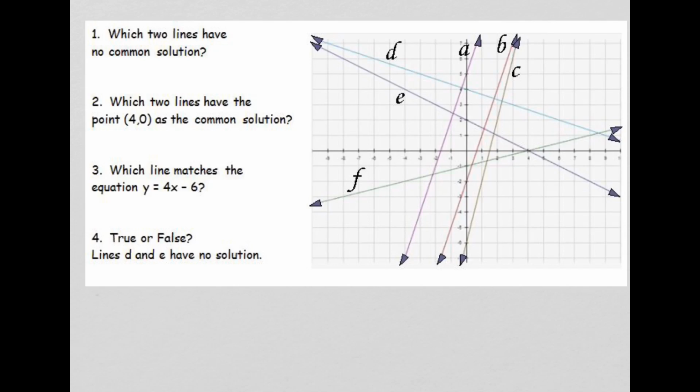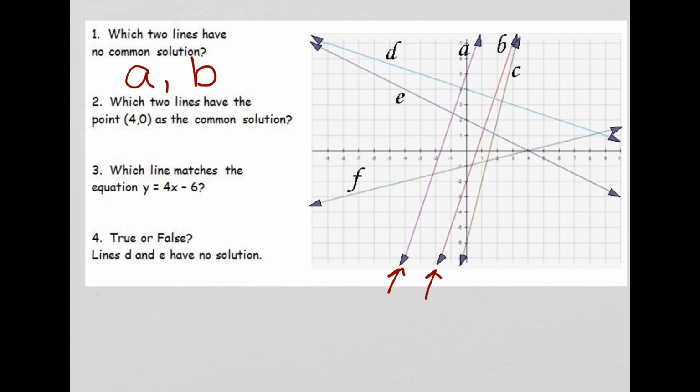So, which two lines have no common solution? In other words, which two lines will never intersect? I can see by looking at this picture that lines A and B are parallel, so they are never going to cross. And so that's the answer: the two lines with no common solution. Lines that are parallel will never cross, even off the picture.